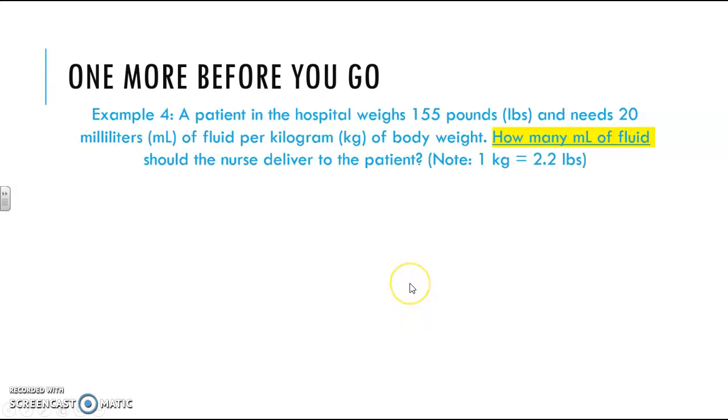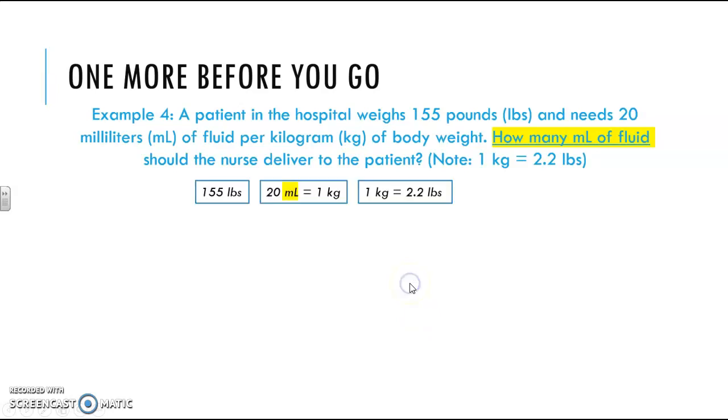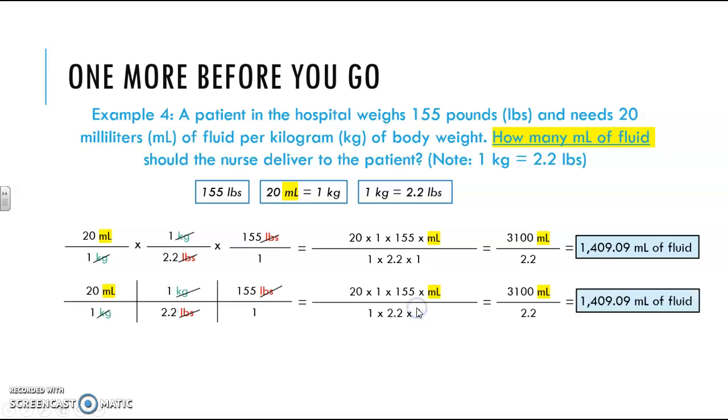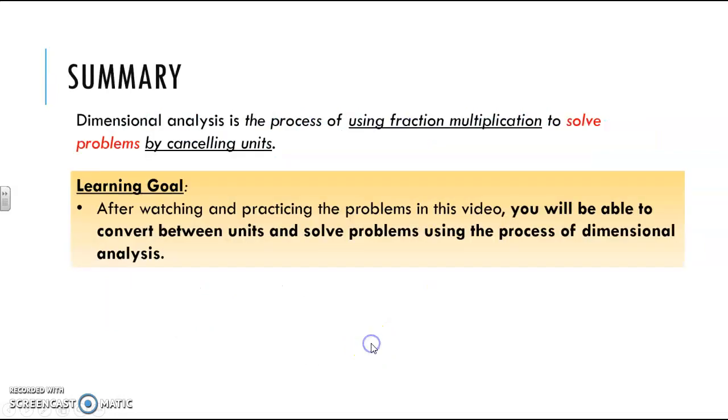Okay, here's our desired units. Here's our bits of information. We're going to set up our fractions so that the units will cancel. And then we will multiply across and do one final division to figure out how many fluids the patient needs. And here it is set up with the alternative kind of notation with the vertical lines.